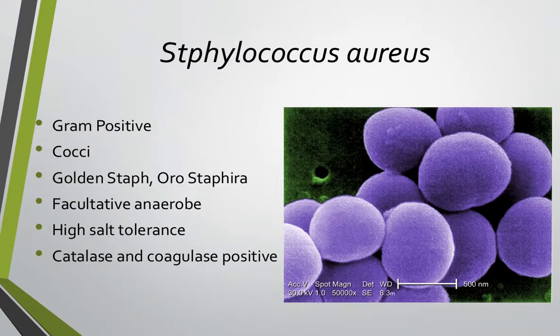So let's talk about Staph aureus. Staphylococcus aureus is a gram-positive, round-shaped cocci bacteria present in the form of pairs, chains, and bunched grape-like clusters. It is also called golden staph and Aureus staph. It is a non-spore forming, facultative anaerobe, which means it can grow without oxygen, and it belongs to the Staphylococcus genus, which is divided into 32 species and subspecies. It can survive in high salt and low water activity habitats, and it is catalase and coagulase positive.